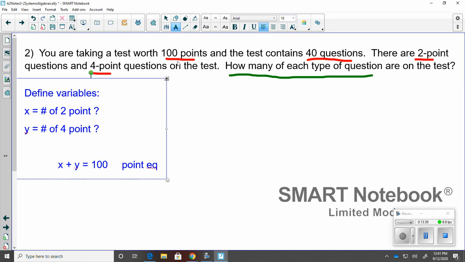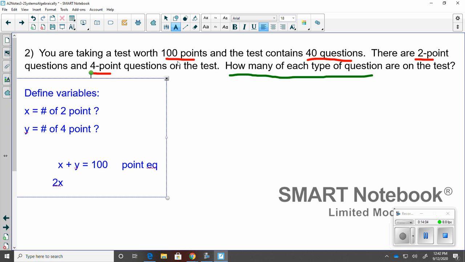And it's not necessarily that you write that down, but I just want to make sure you know where it's coming from. And then the second equation is going to be dealing with the number of points. Well, there's 2-point questions. How many? I don't know. But I know if I write 2x down, then that represents the number of points of the 2-point questions total on this test.